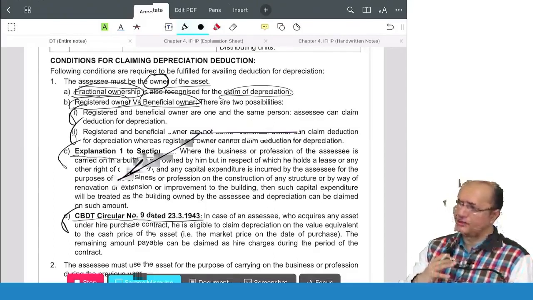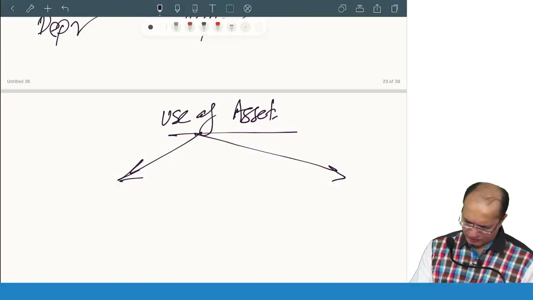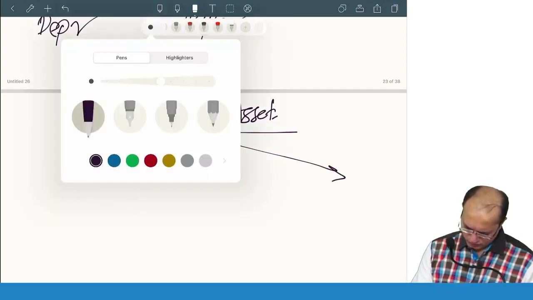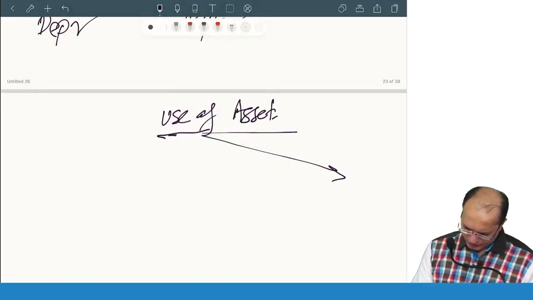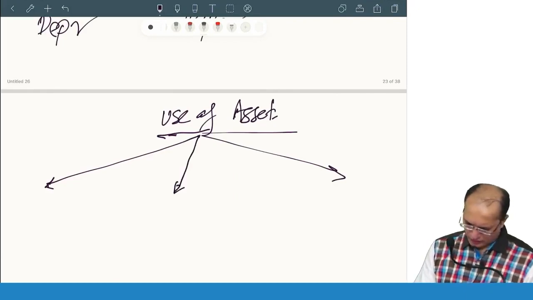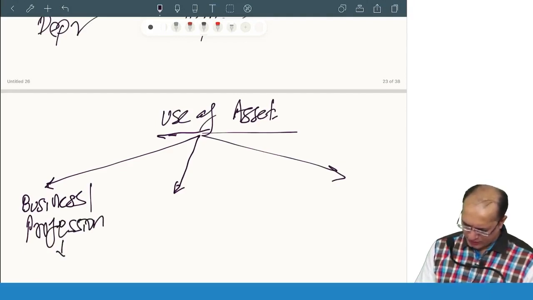If the asset is used for, maybe I can divide this into 3 parts instead of 2. Use of asset can be divided in 3. Asset is used for business or profession purpose. In that case, depreciation reduction will be allowed.